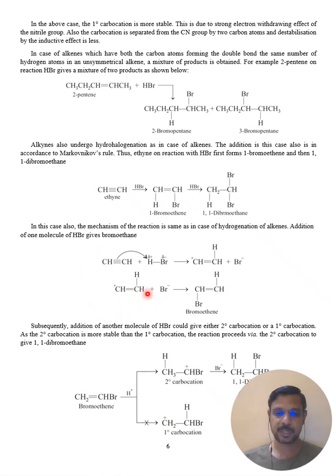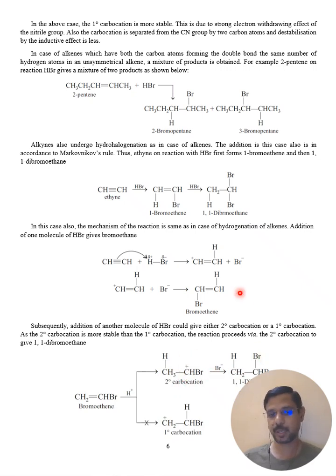So for example, if the first product is formed, then where will the second H plus go and attack? If the second H goes and attacks the bromine atom where it is present, we get the primary carbocation, right? But if the hydrogen atom attacks the carbon atom where the H is already there, then we get a secondary carbocation here, right? So the secondary carbocation is more stable, then the bromine will add on this secondary carbocation.